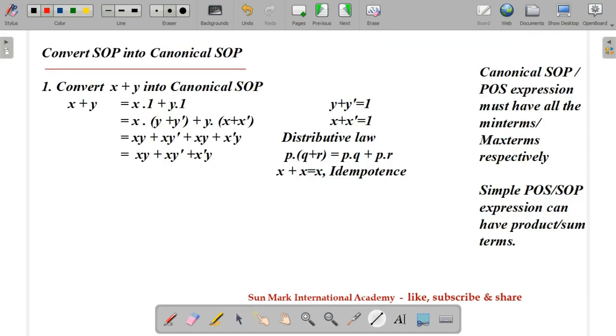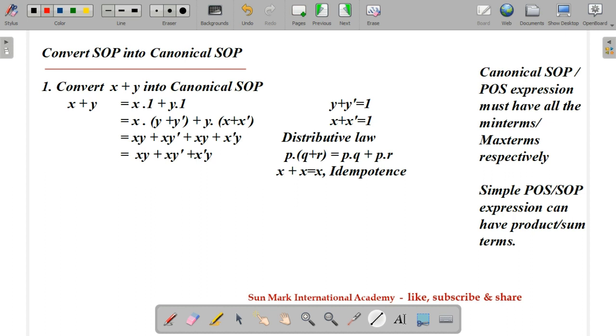Convert SOP into canonical SOP. SOP means sum of products. Sometimes that expression doesn't have all the variables. Canonical SOP means we have to include all the variables, like in minterms and maxterms. But do you remember the product term and sum term? They include only whatever variables are there; it's not necessary that all the variables be included in a product term or sum term. But in the case of a minterm and maxterm, we should include all the literals.